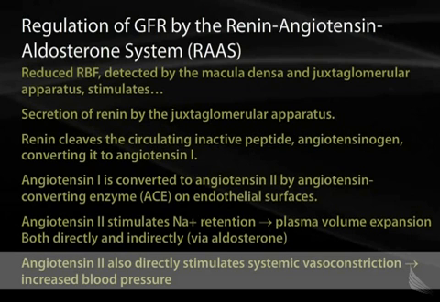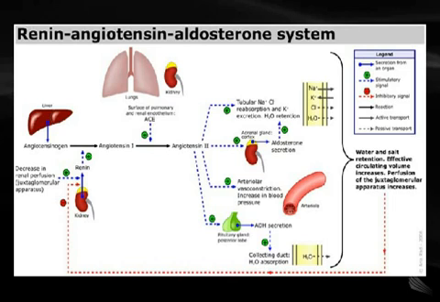Walking through this process, you can see that the renin-angiotensin-aldosterone system provides a protection to reduce renal blood flow to stimulate increased reabsorption, increase in plasma volume, and increase in systemic blood pressure. Let's walk through this from a different viewpoint.